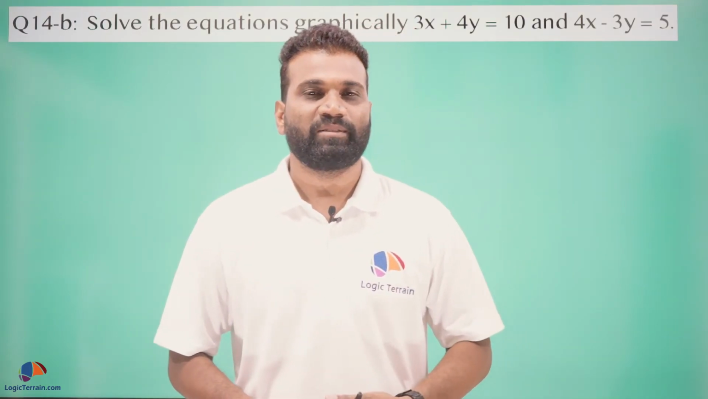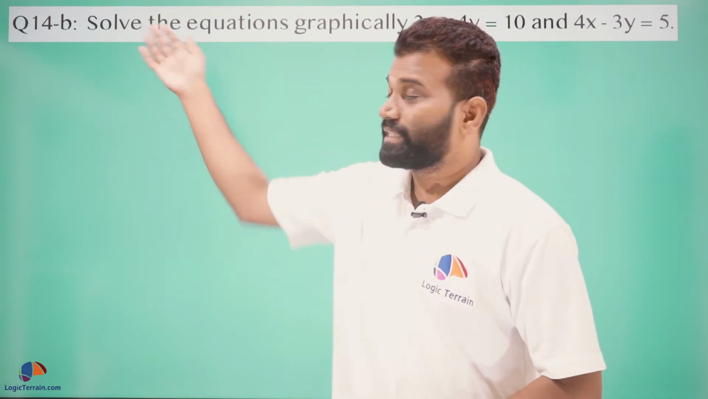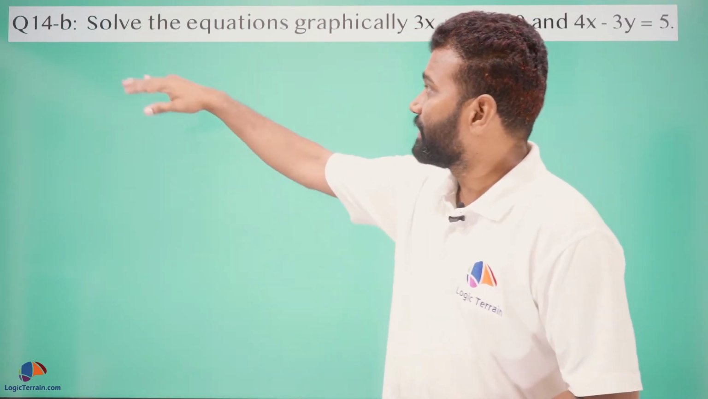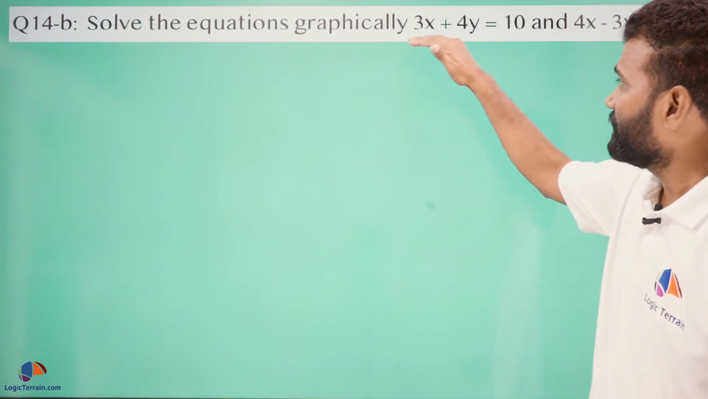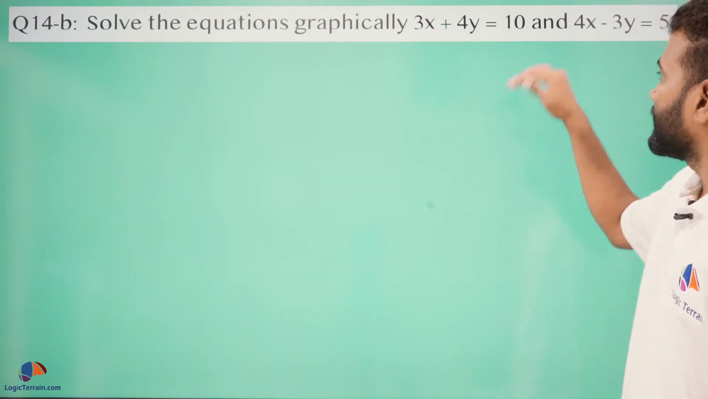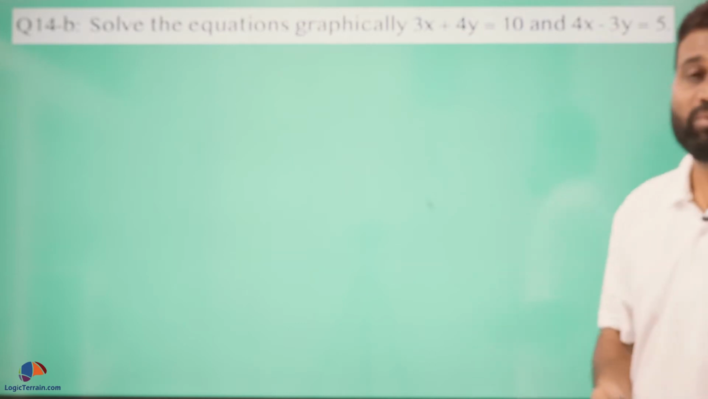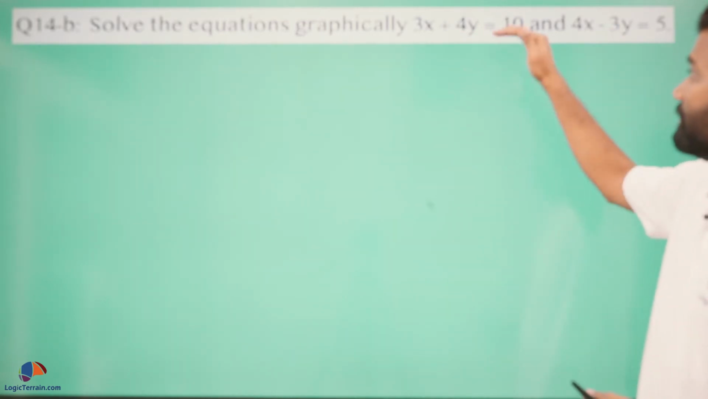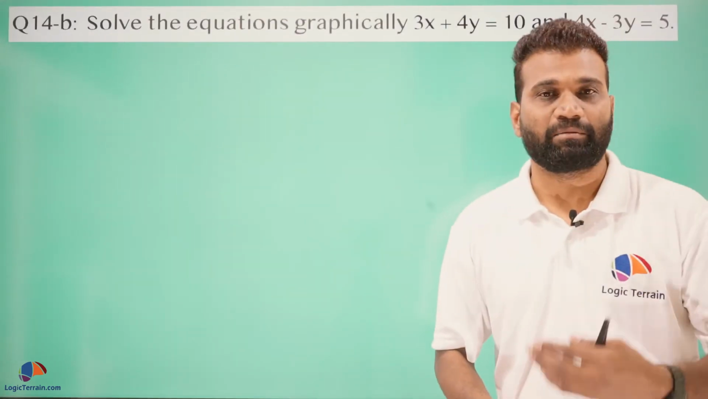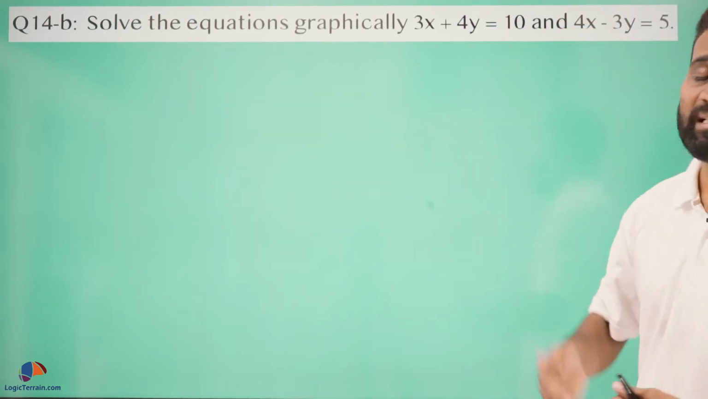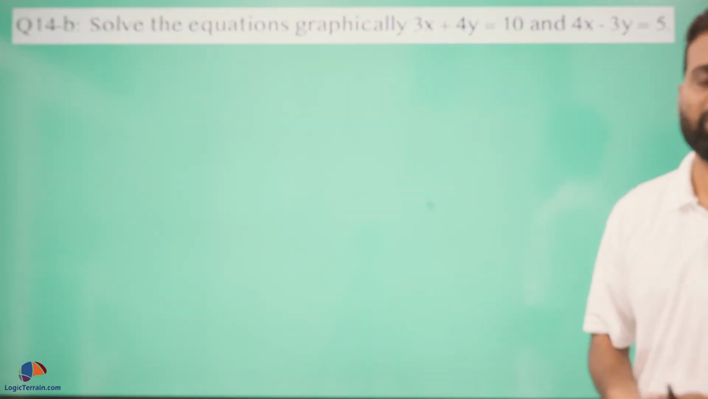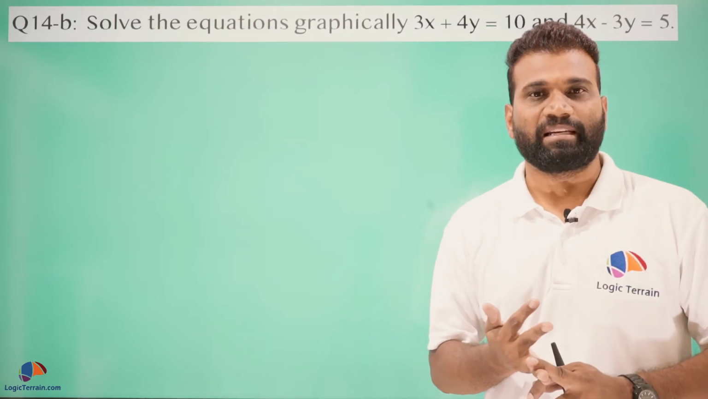In this session we are going to look at question number 14b. Here is the statement: Solve the equations graphically. 3x plus 4y equals 10 and 4x minus 3y equals 5. Here we are given two linear equations. We have to solve them graphically, which means we have to find the common solution for both of these linear equations. Clear? Which means the x value and y value.